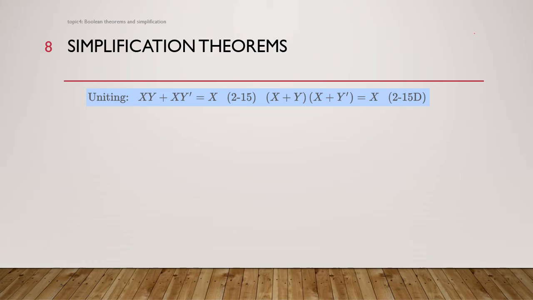Now let's look at the simplification theorems and their duals. The first one is called the uniting theorem. Okay, so we only need to prove one of them, then the other one is automatically true because it's the dual of the original one, right? So let's try to prove the left one here, law 2-15. This is from the textbook, so I have the number there. So let's try to prove it.